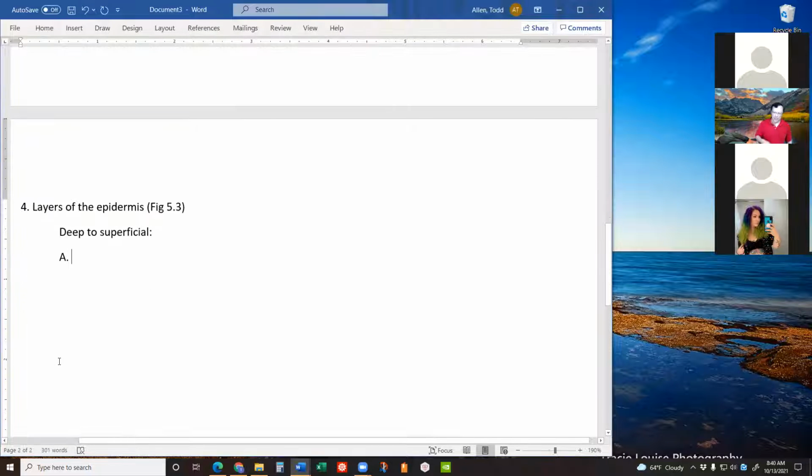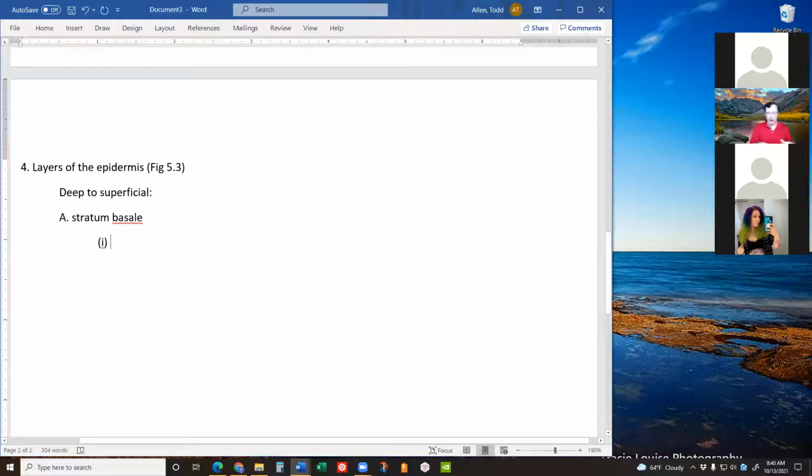All right, so the deepest layer of the epidermis is called the stratum basale. The stratum basale is made of a single individual row of cuboidal or sometimes columnar-shaped keratinocytes. This is the deepest layer of the epidermis.